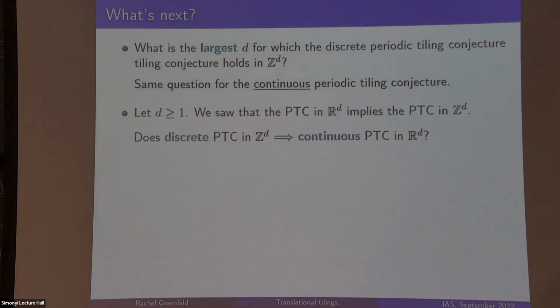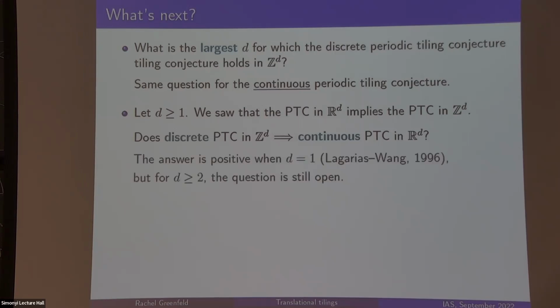Another interesting question: I showed you that the continuous periodic tiling conjecture implies the discrete periodic tiling conjecture, but what about the converse? The converse is known in dimension 1 due to Lagarias, but this is open in higher dimension, and this is a question that we currently study.